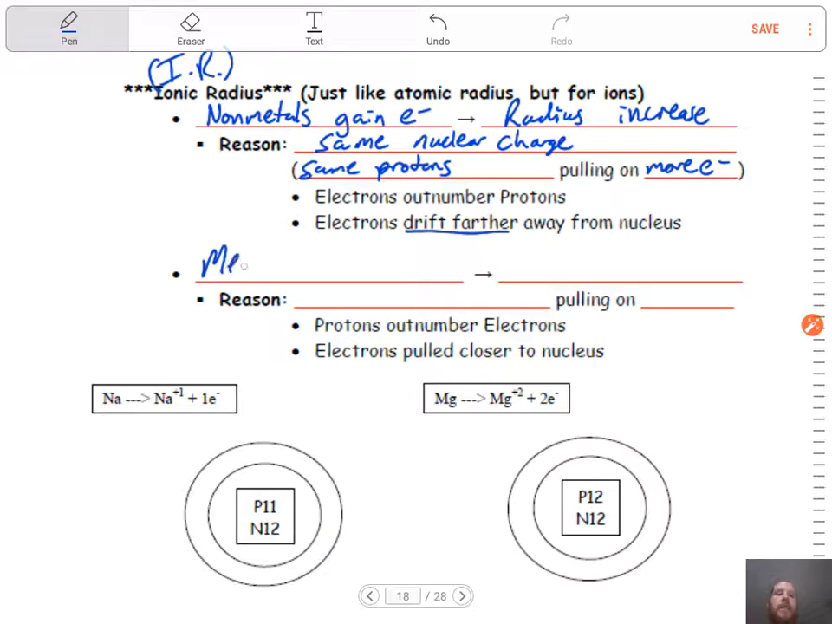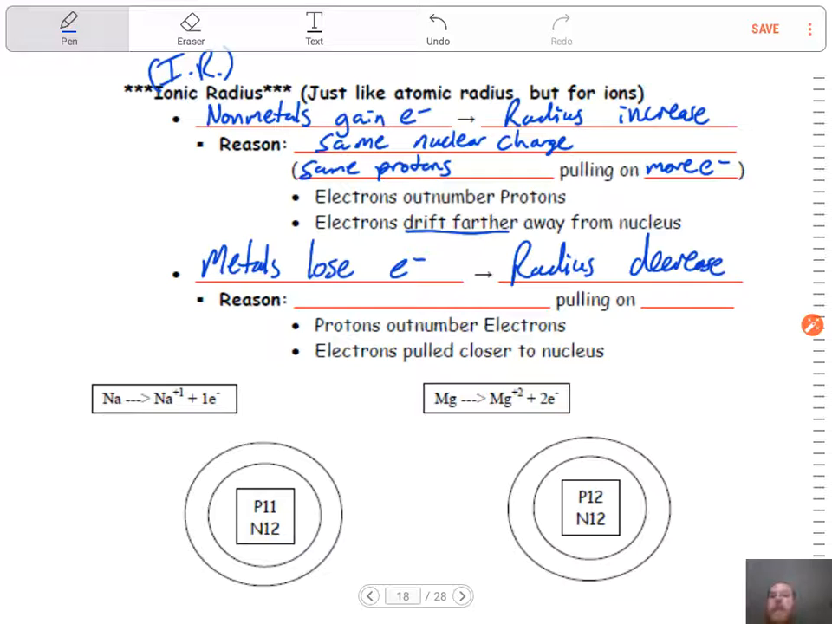Metals will be the opposite. They're going to lose electrons. Look at the charges that they form and think about how many valence electrons they have. Metals are to the left of the staircase. They have 1 valence electron, 2 valence electrons, maybe 3, and again, they're trying to get to 8. So is it easier to gain 5, 6, 7 of them, or is it easier to lose 1 or 2 electrons? It's going to be easier to lose them. They're very readily giving those up. So therefore, their radius is going to decrease.